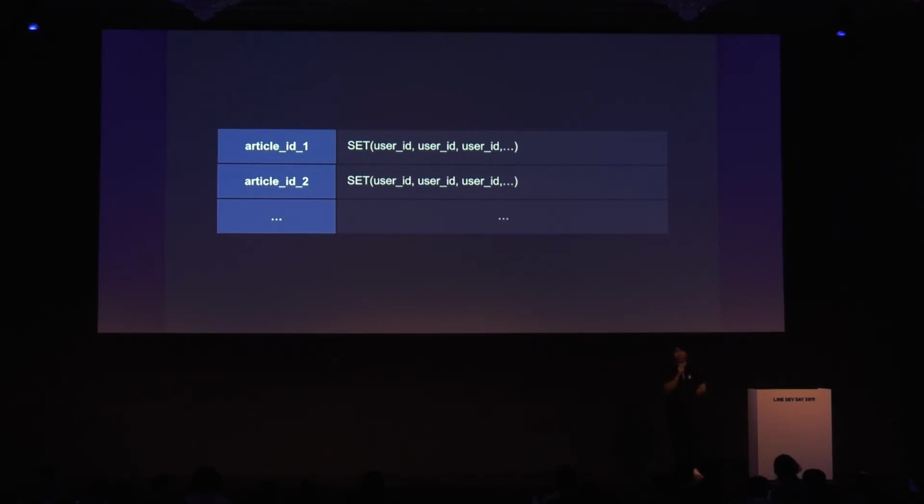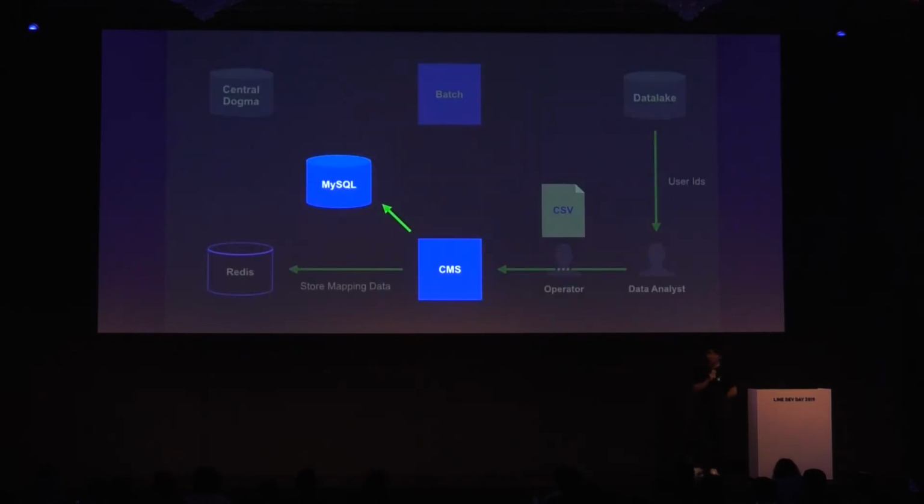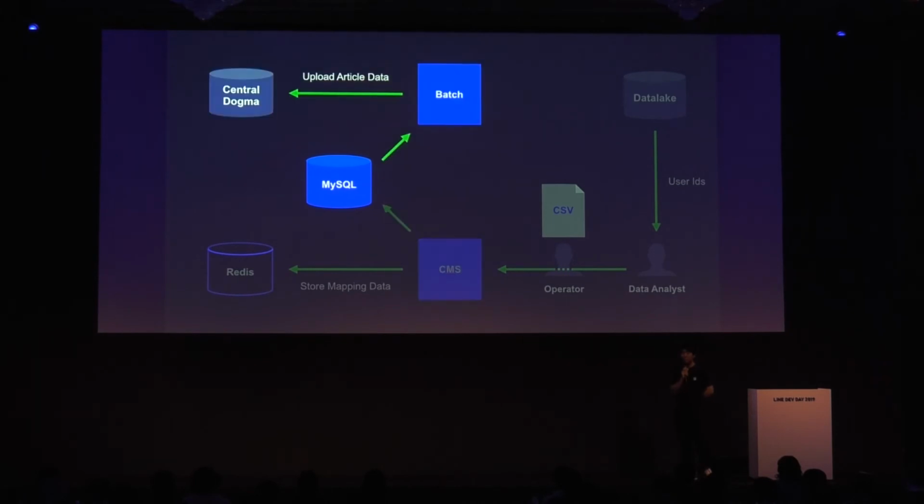A user ID is about 30 bytes of character string. So for instance, if 10 million users are set up for the recommendation, 30 by 10 million is 300 megabytes for one article. So if you are successful in mapping the data, then you are going to store that information in MySQL.